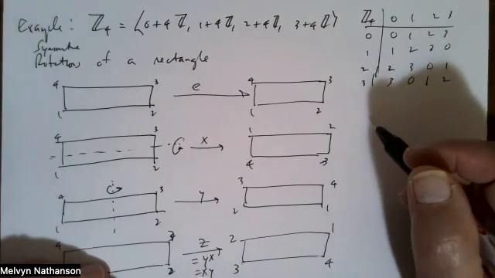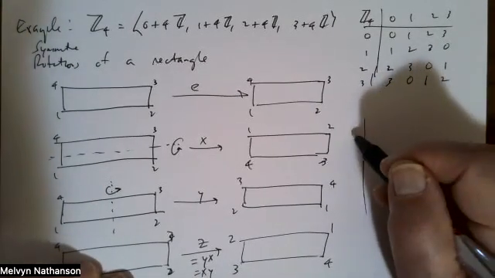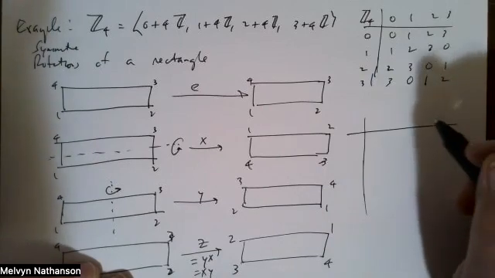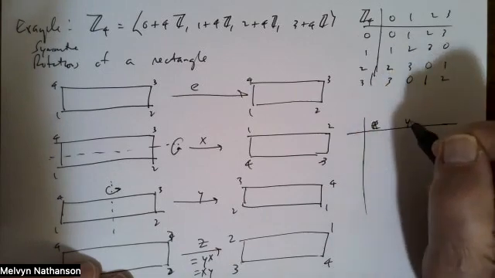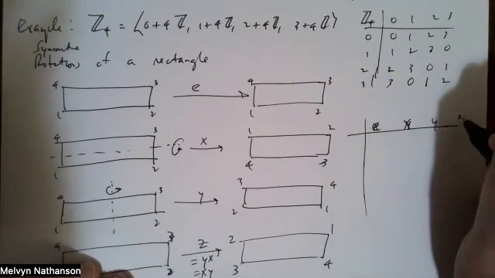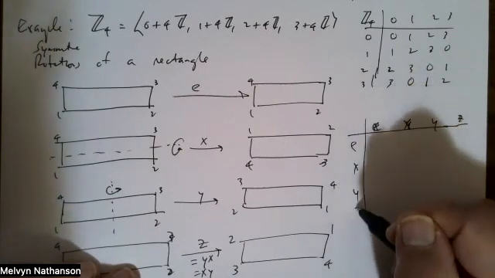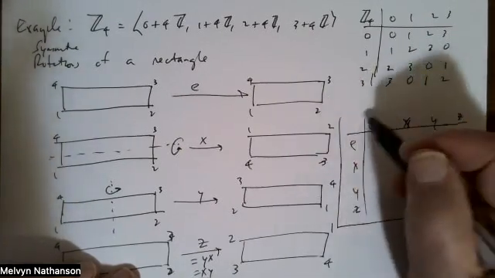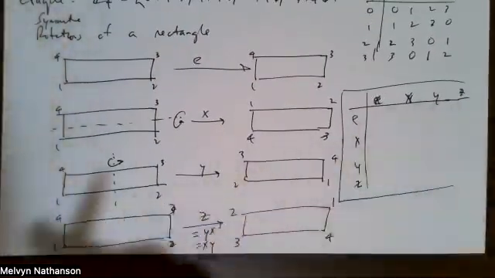Actually, let's look at the multiplication table for this group of symmetries. I called it a group, so you have to assume that I'm not lying to you when I say that. This is E, X, Y, and Z. E, X, Y, and Z. So these are the four symmetries of the rectangle.